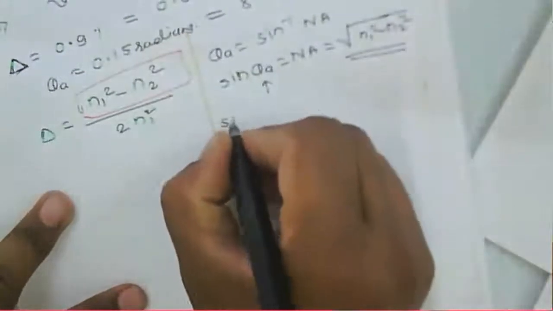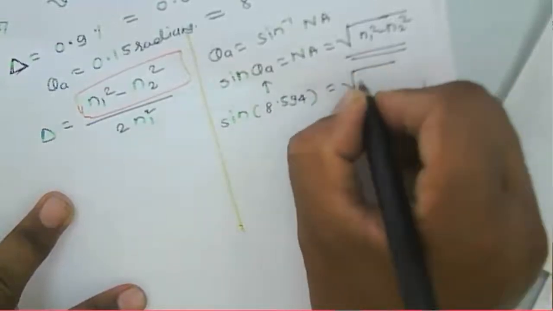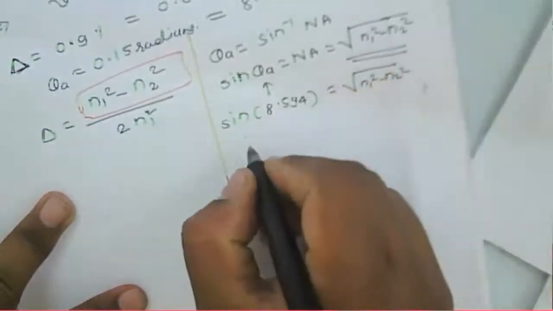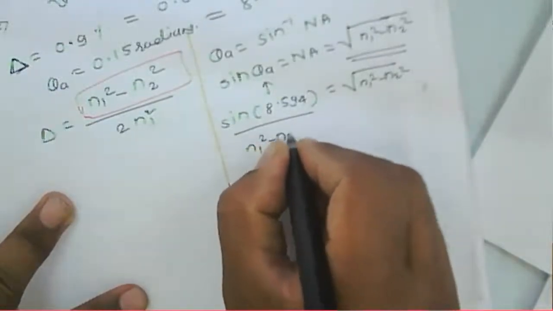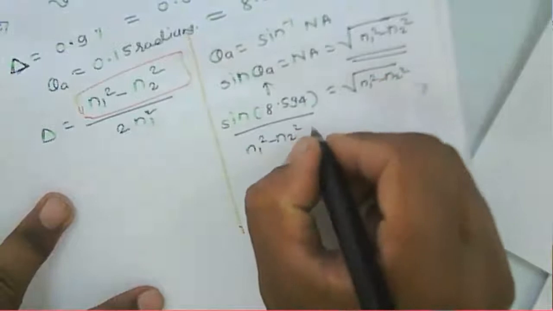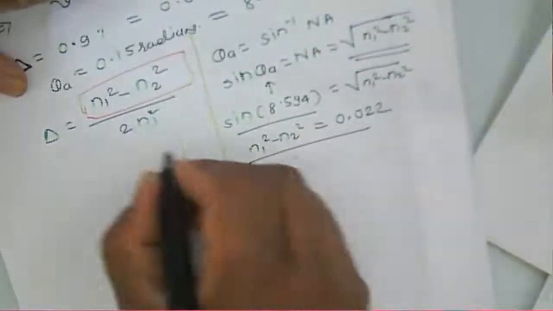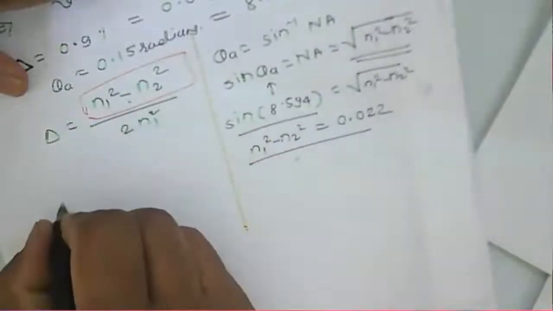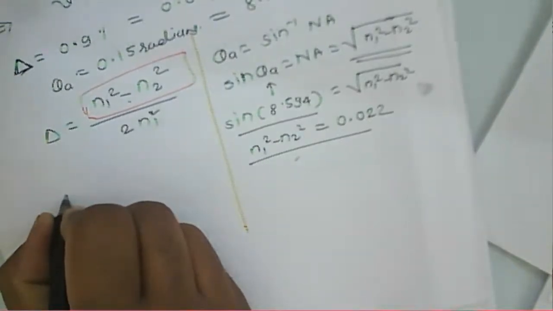So after solving this, sine of theta a means sine of 8.594 equals the square root of n1 square minus n2 square. After solving this, you will get n1 square minus n2 square, because you can take the square root of this one and get n1 and n2. So you will get n1 square minus n2 square as something like 0.0022 here. Now put these values here, so you will get n1.